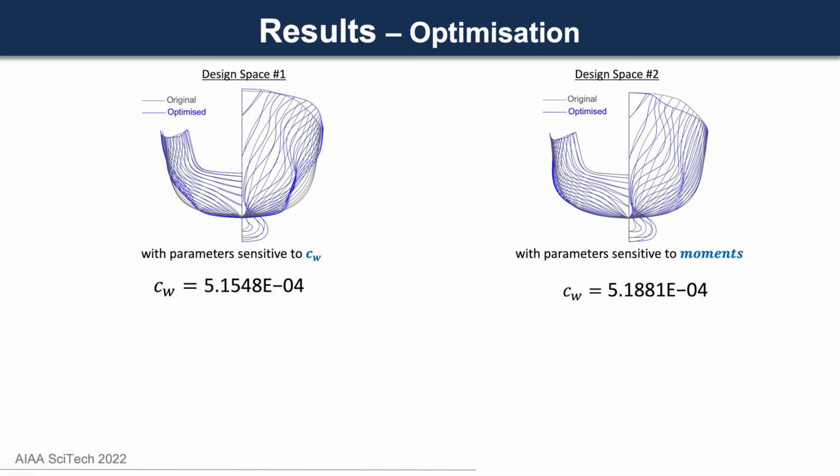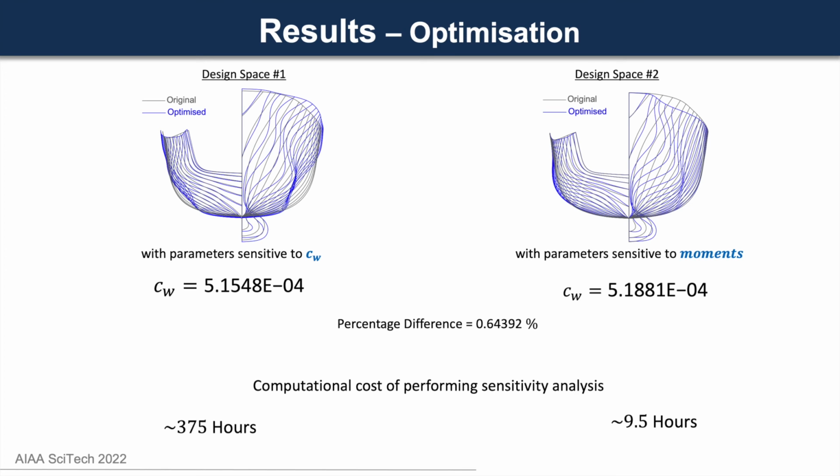Here you see the original and the optimized designs obtained after running the shape optimization, along with their wave resistance coefficient values. The interesting thing here is that the optimal designs obtained from these two spaces have only a 0.64% difference between their wave resistance coefficients, so they both have almost similar performance.